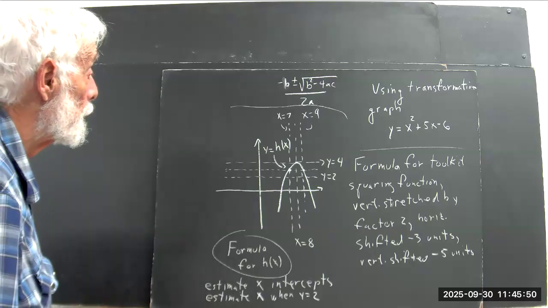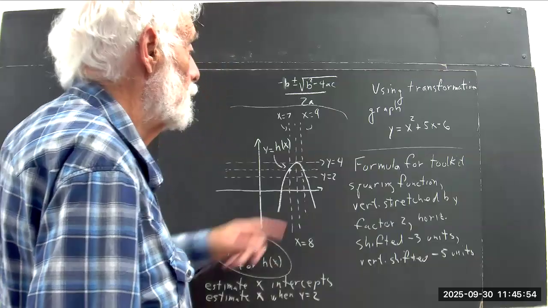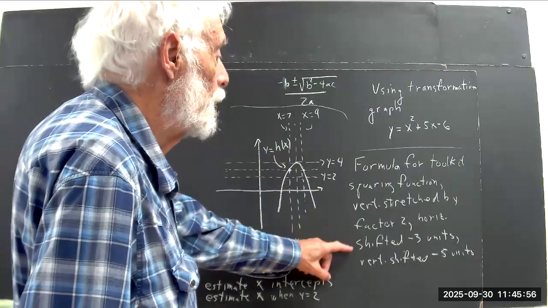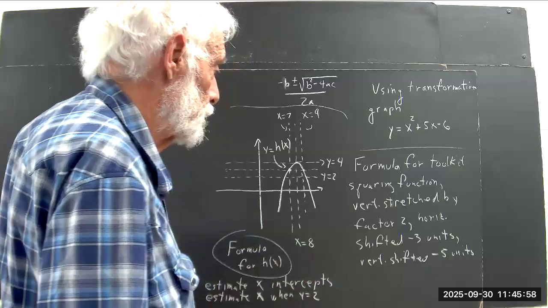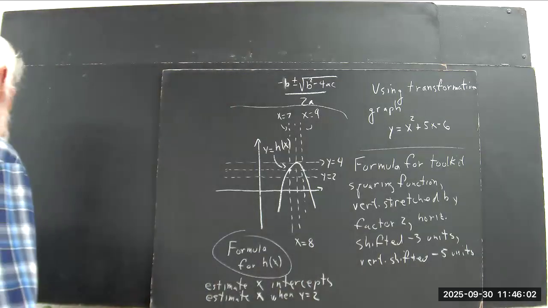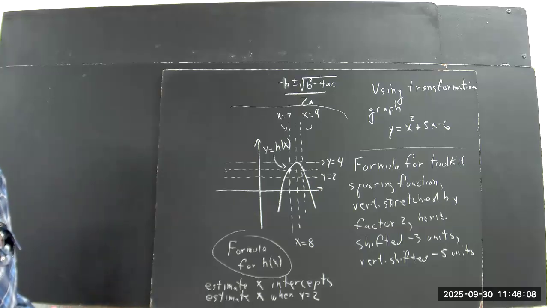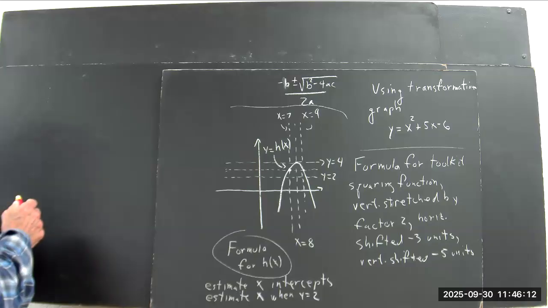Okay, formula for the toolkit squaring function, vertically stretched by a factor of 2, horizontally shifted -3 units, vertically shifted -5 units. You need to understand those shifts. You need to understand the explanations I've given you, the explanations in your book. But it just comes down to this.